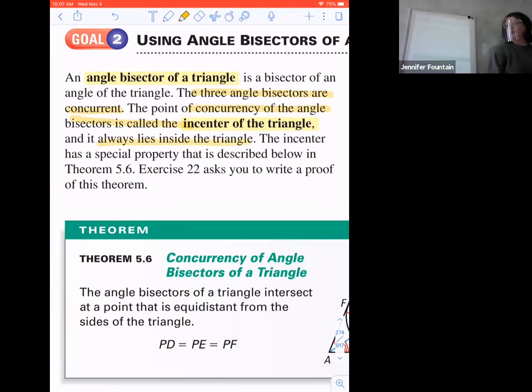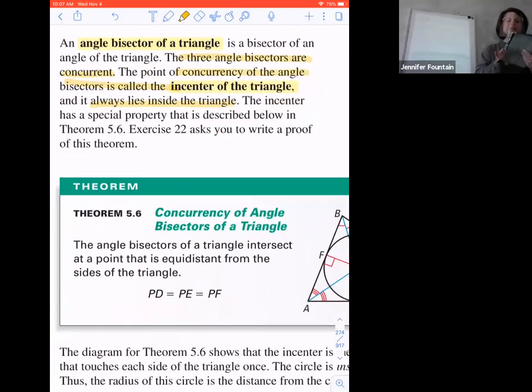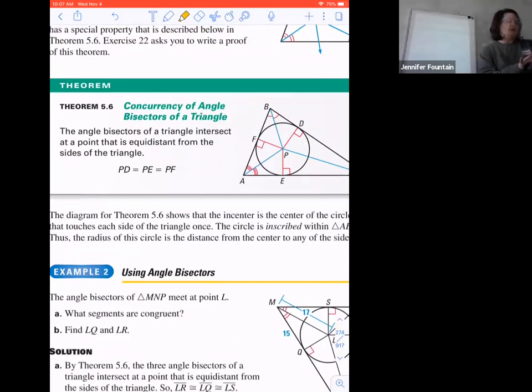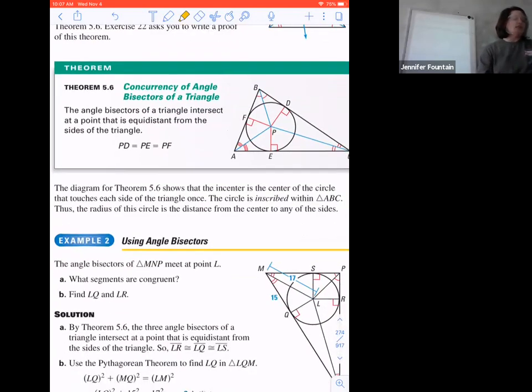Remember, our point of concurrency when I was dealing with my sides could be inside, on the triangle, or outside. The incenter is always going to be inside. It has a special property that is described below in theorem 5.6. So let's look at the incenter in theorem 5.6. The angle bisectors of a triangle intersect at a point that is equidistant from the sides of the triangle.